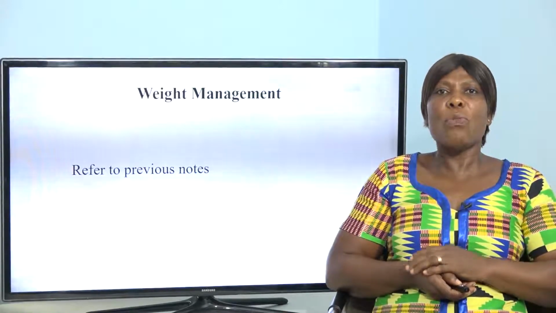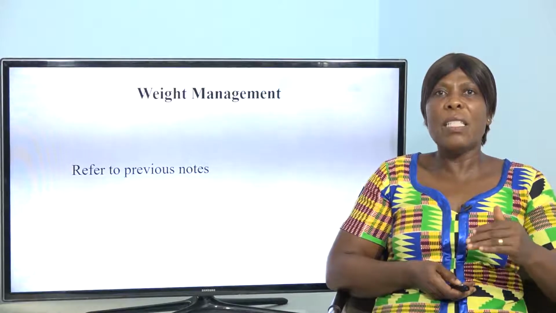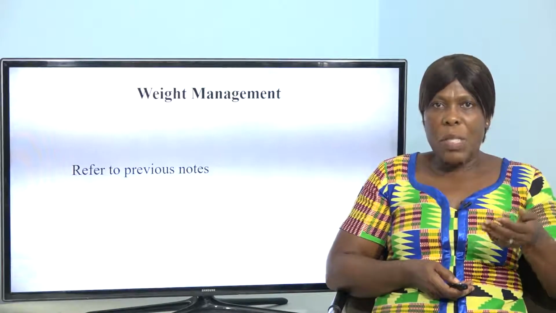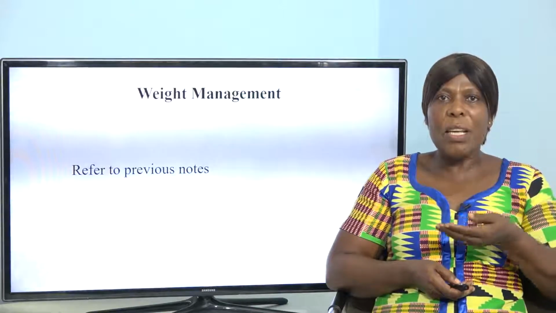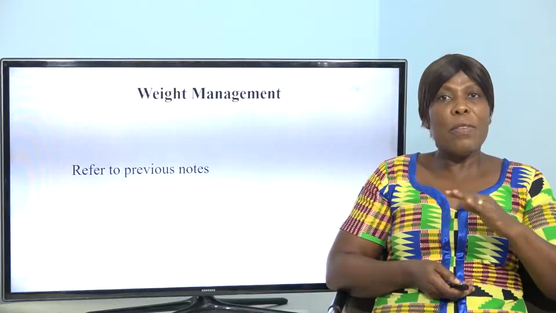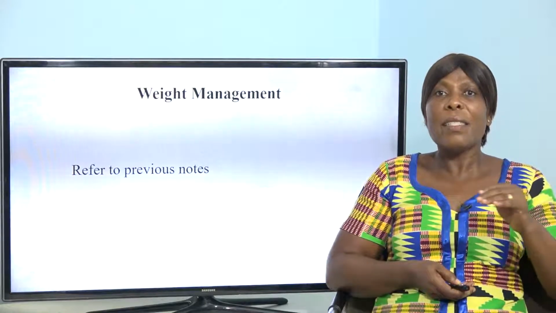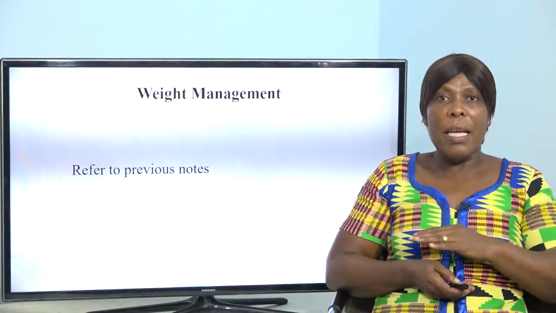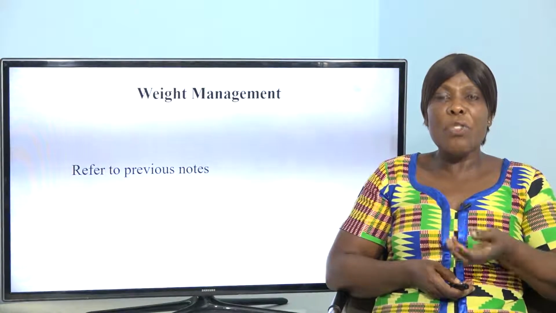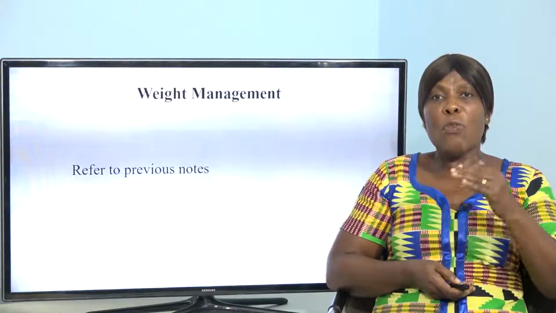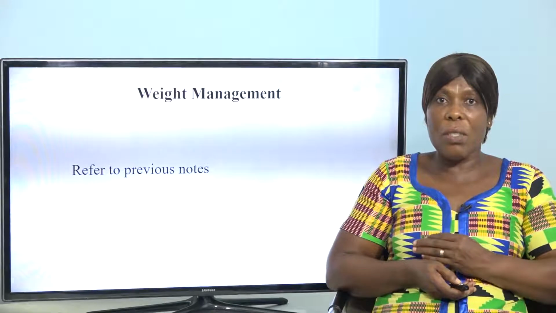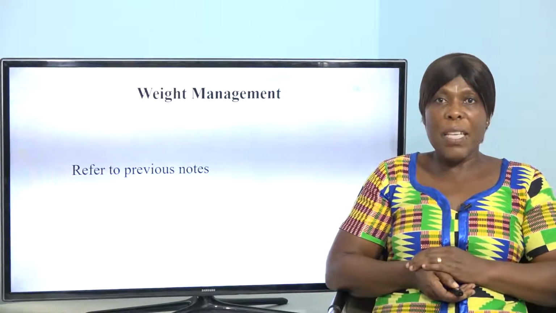Weight measurements, we've done it when we were doing the assessment of the newborn. Using the APGAR score, we need to take the weight, and we've done the weight measurement already, where you have to make sure that you have good light, you have the weighing bin or the scale that you need for the weighing, and then you follow the procedure step by step. So you refer to your previous notes for weight measurement.